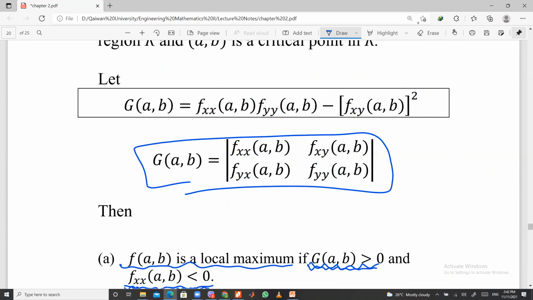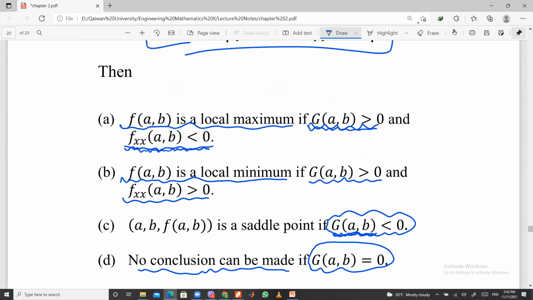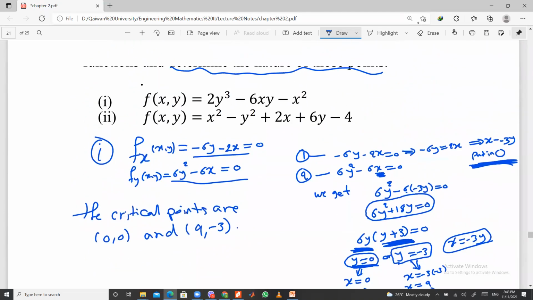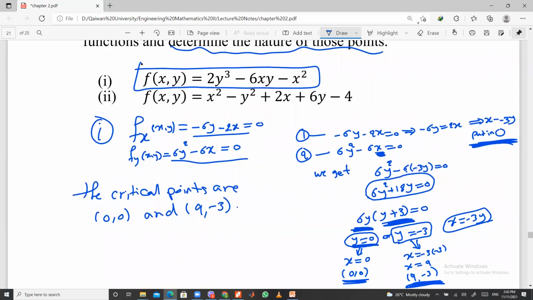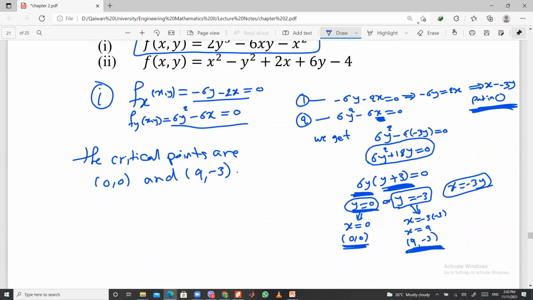So what do we need for finding g? We should have f sub xy, f sub yx, f sub xx, f sub yy. We must have these four partial derivatives. Okay? And here, let's find these four partial derivatives for function f. Here we found f sub x and f sub y. So what's f sub xx?